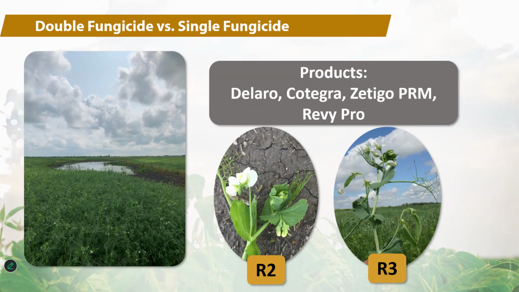In these trials, the first fungicide application is made at all sites and on all strips at the R2 stage. And then the second application was made only on the double fungicide treated strips 10 to 14 days later, around R3 stage. And again, at all of these trials, there was higher than average rainfall in May and June.